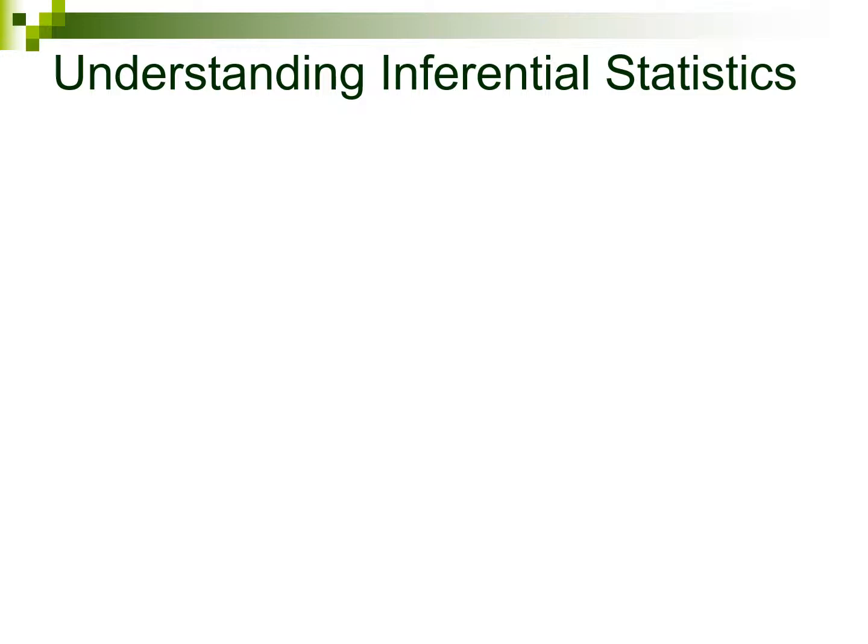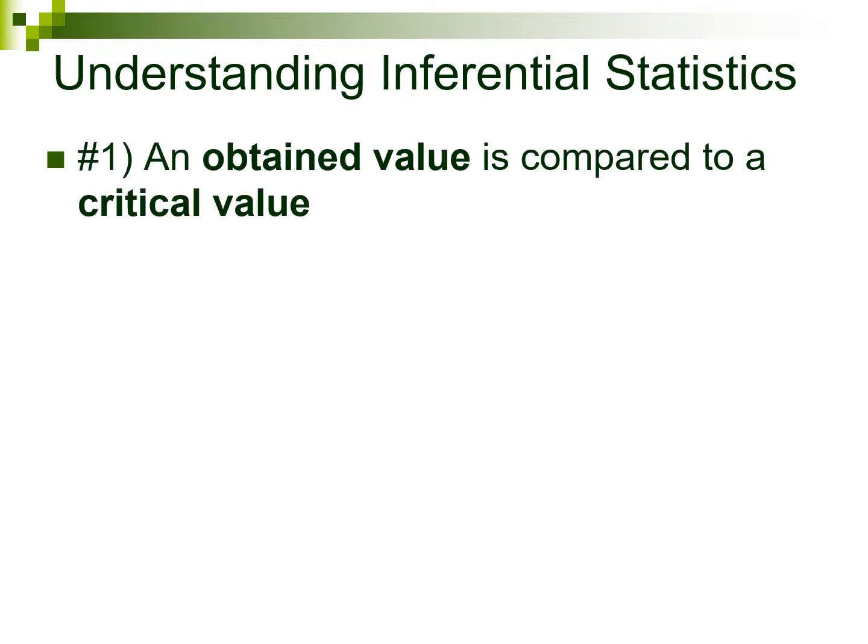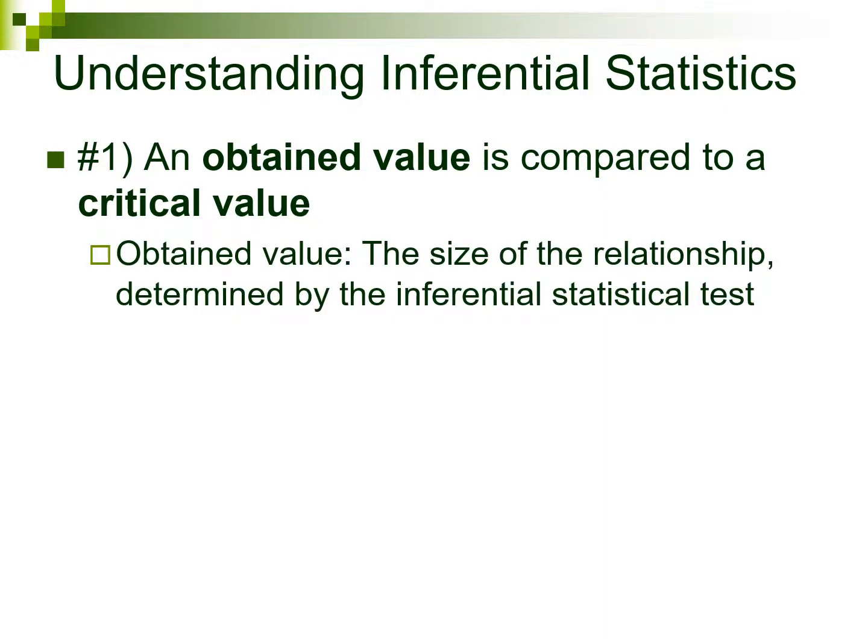Okay. So there are two main methods using inferential statistics to determine whether we accept the alternative or the null hypothesis. In the first method, an obtained value is compared to a critical value. Let's define these terms. The obtained value is the size of the relationship determined by the inferential statistical test. So this is the method that we're going to use when we do statistics by hand, for example, from the book or during our class time.